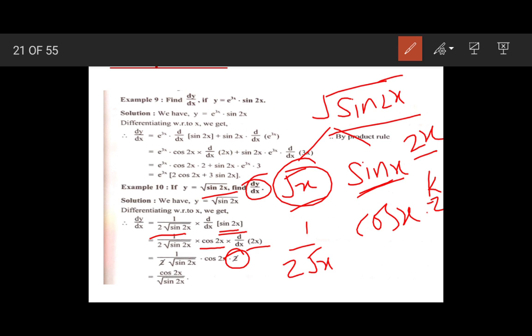So finally what I am getting? I am getting 2 cancel, cos 2x upon root sin 2x.